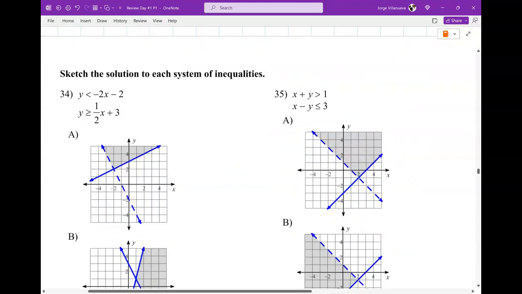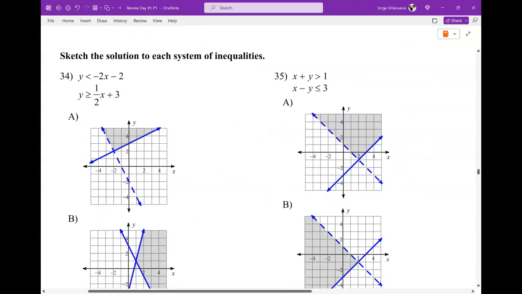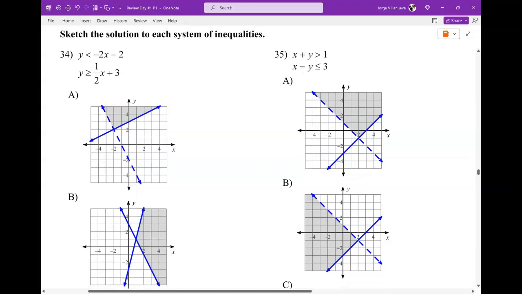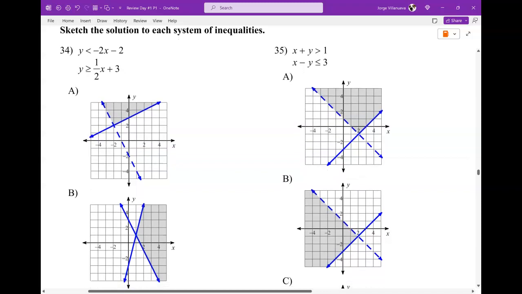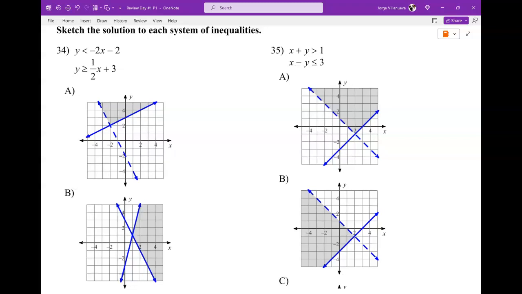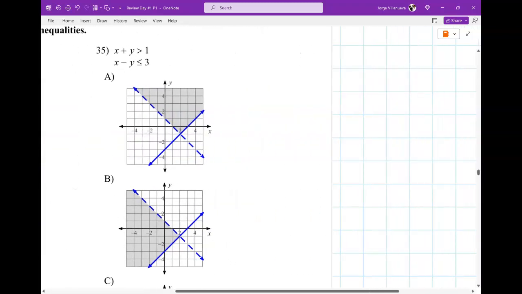35. Sketch the solution of each system of equations. So here we go. We're going to have to sketch both. In order to do that, we're going to have to solve for y. Number 34 should be a little easier because you don't have to worry about solving. So let's go ahead and solve these.